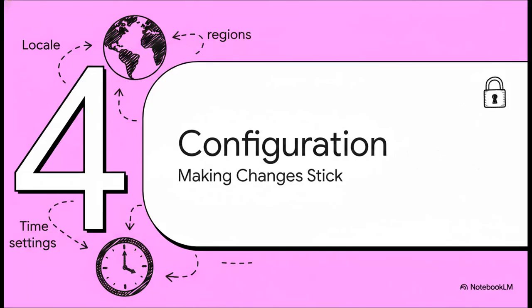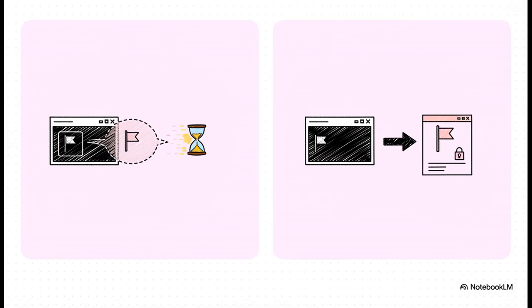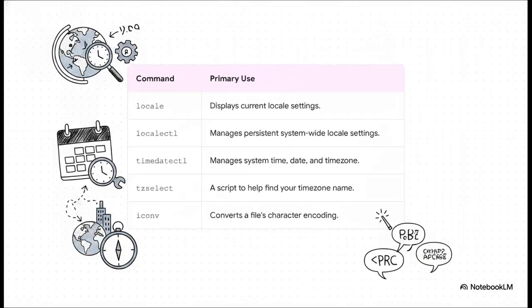All right, so we've seen all the individual pieces of the puzzle. Now, how do we actually configure these locale and time settings and make sure our changes are permanent? You basically have two main options here. If you just want to make a temporary change, say you're testing a script and need to see how it behaves in a French locale, you can use the export command. That change will only last for your current terminal session. But for a permanent, system-wide change that's going to survive a reboot and affect every user, you'll want to use a tool like localectl.